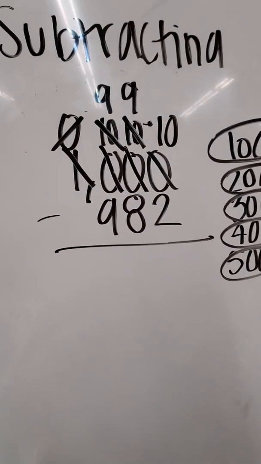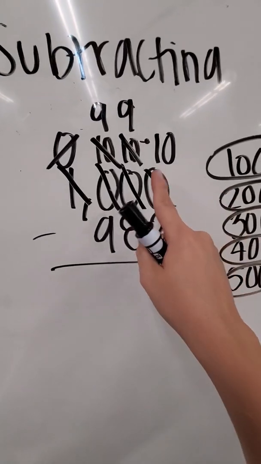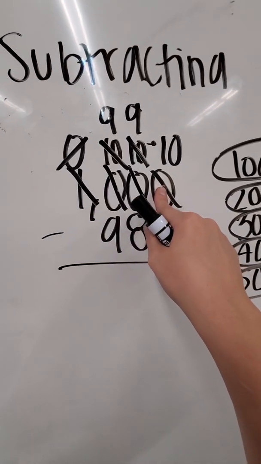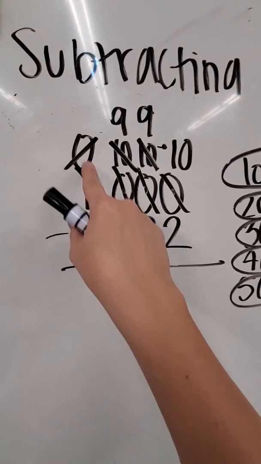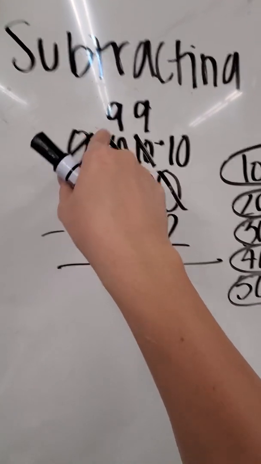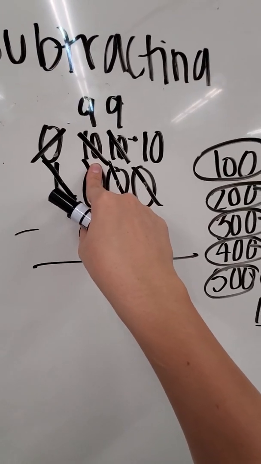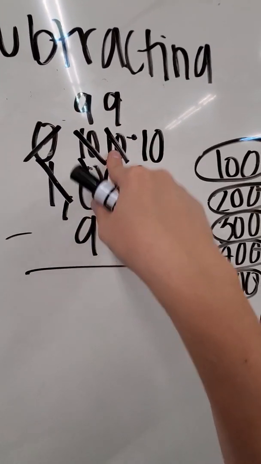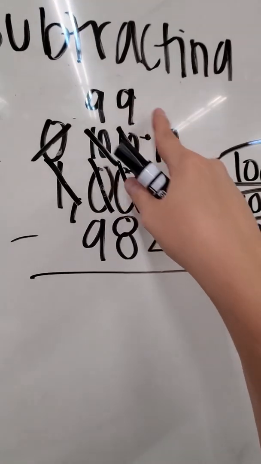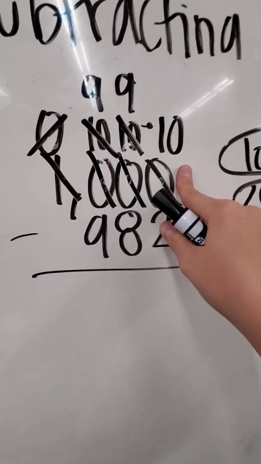Alright, so now I've regrouped by going from my ones. My tens didn't have anything, my hundreds didn't have anything, but my thousands did. So I took it away. Then I gave it to my hundreds. Then I took it away. Then I gave it to my tens, but I took it away. And I gave it to my ones, and now I have 10 ones.